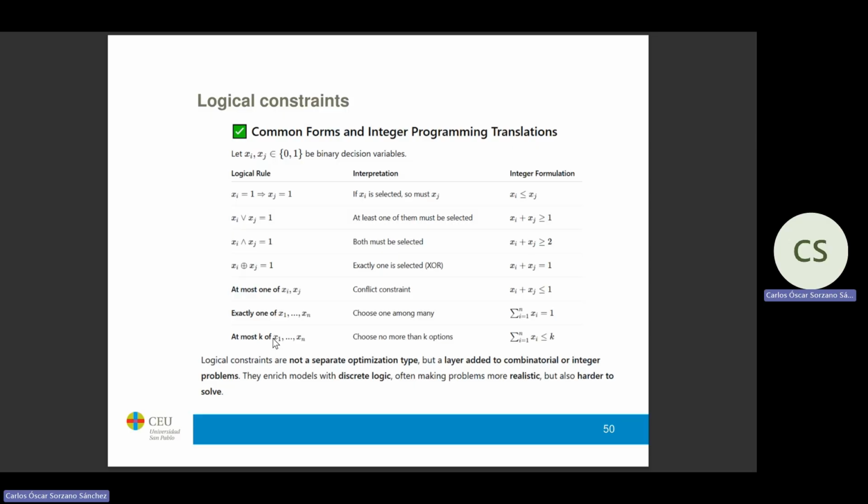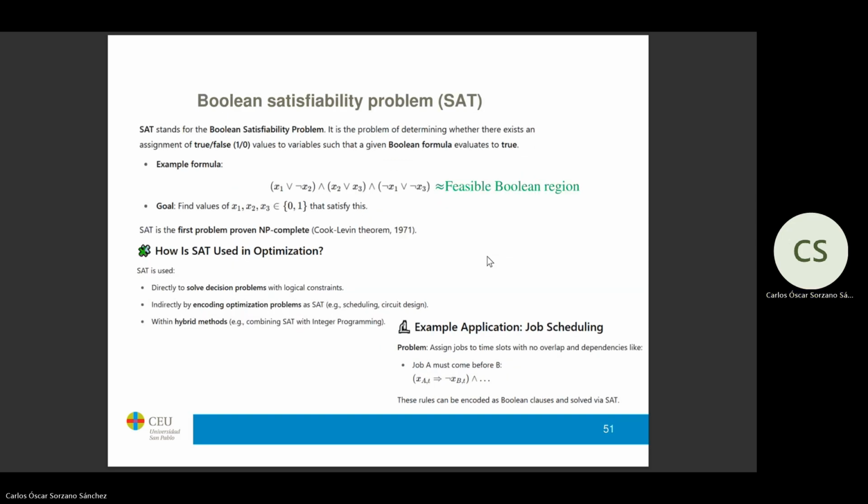So these logical constraints are not a different optimization type. Right? They are constraints that you may add to the problems you are solving. And yeah, if you have a constrained problem, solving it is more difficult than solving the unconstrained one. Okay.